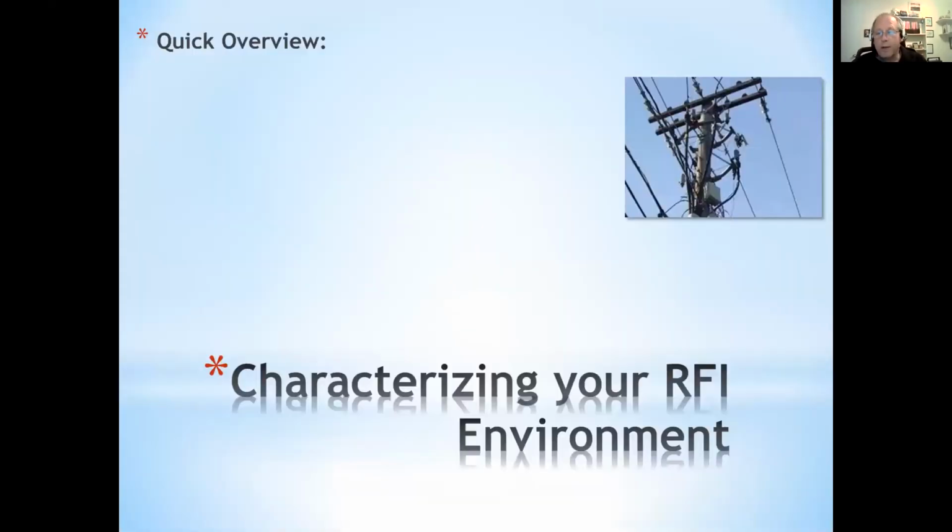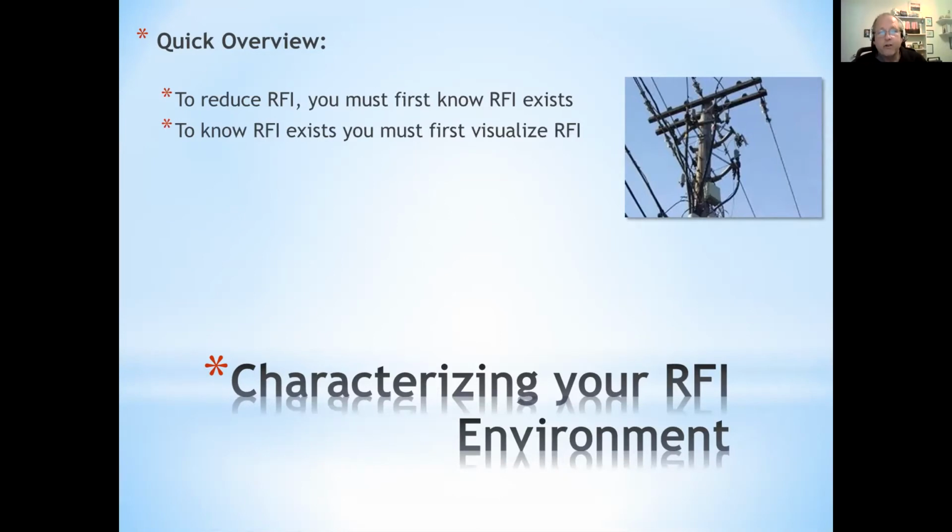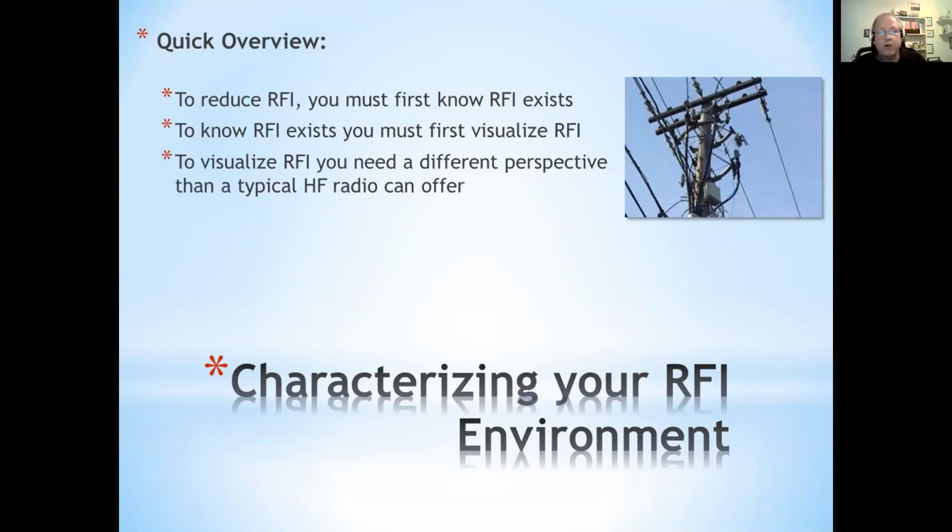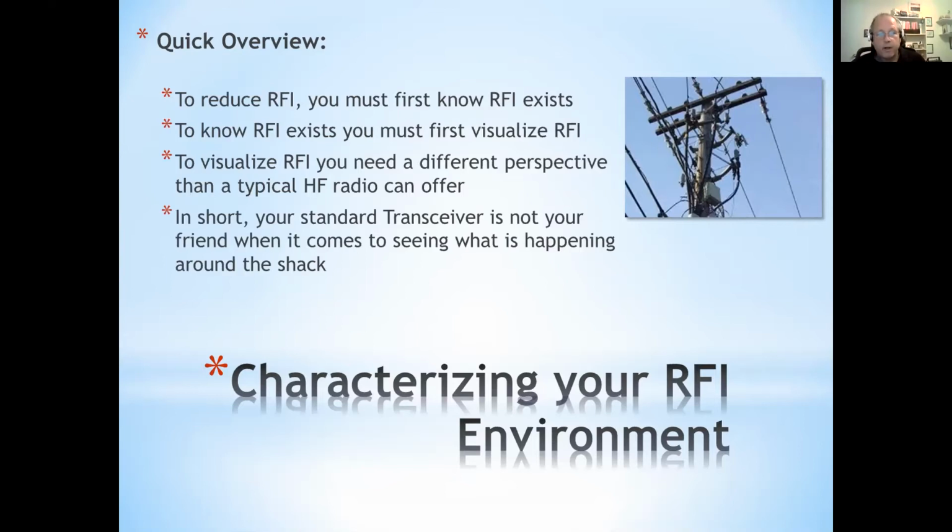So this is where we talk about what Dave's the expert in now. And Dave, I'm going to ask you to unmute, and since you're here and the guy that wrote this stuff originally, I'm going to have you kind of help out. But to reduce RFI, you must first know that RFI exists, right? This is right off of one of Dave's slides. And to know RFI exists, you must see the RFI. You have to be able to visualize it in your mind. And so you really need a different perspective than what your radio can provide. What you need to do is see it and not necessarily hear it. And in short, your standard transceiver is not your friend, right? Because you've got to be able to see it, versus just listening to the noise.